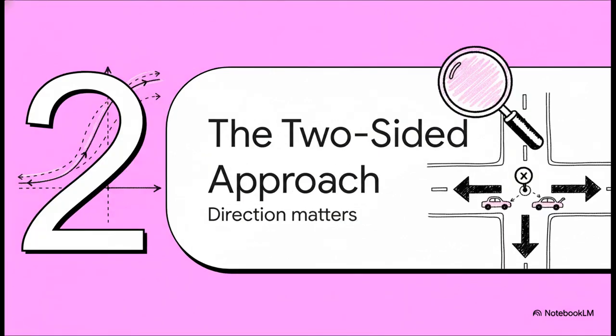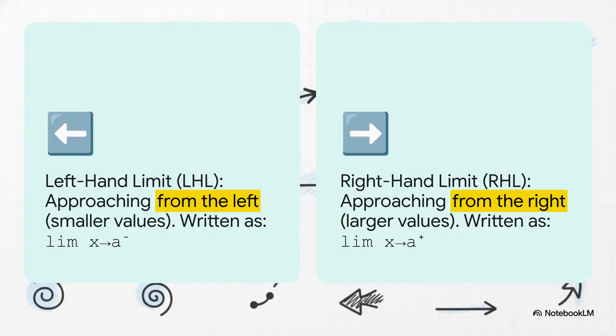Now, to really figure out where a function is going, you've got to be a bit of a detective. You can't just look from one direction. You have to investigate from both sides of the point you're interested in. It's kind of like approaching an intersection in your car, right? You never just look to the left, you have to check for traffic coming from the right, too. Same idea here. In math, we have a name for this, the left-hand and right-hand limits.